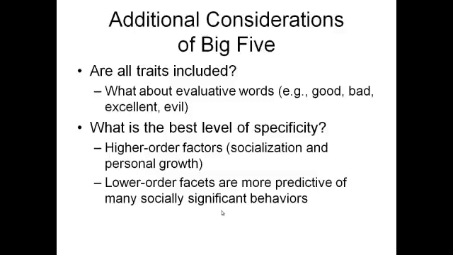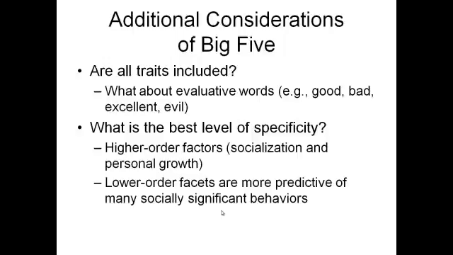Okay, so is the jury out on the big five? Well, there's still a lot that we don't know. There's still a lot that we still need to find out when it comes to the big five. One thing is, does the big five include all traits? Have we included enough information into the big five to really describe personality?